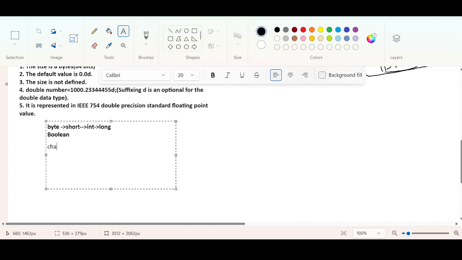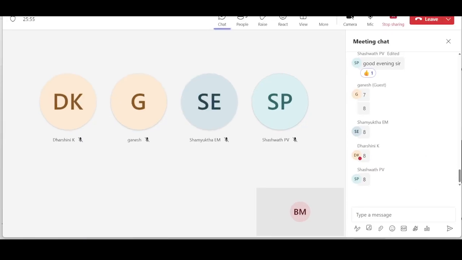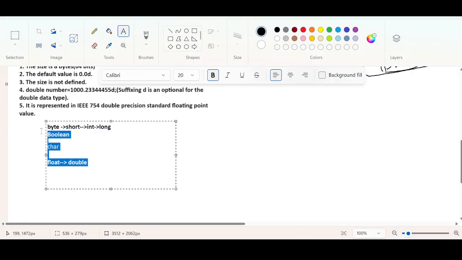Character data type. And now we are discussing float data type and double data type. Covered. In total, how many are there? 8. So now tell me, which is the smallest data type here? Among these, which is the smallest one and which is the largest one? When I say smallest one, think about its memory. When I say largest one, think about its memory in the form of bytes.